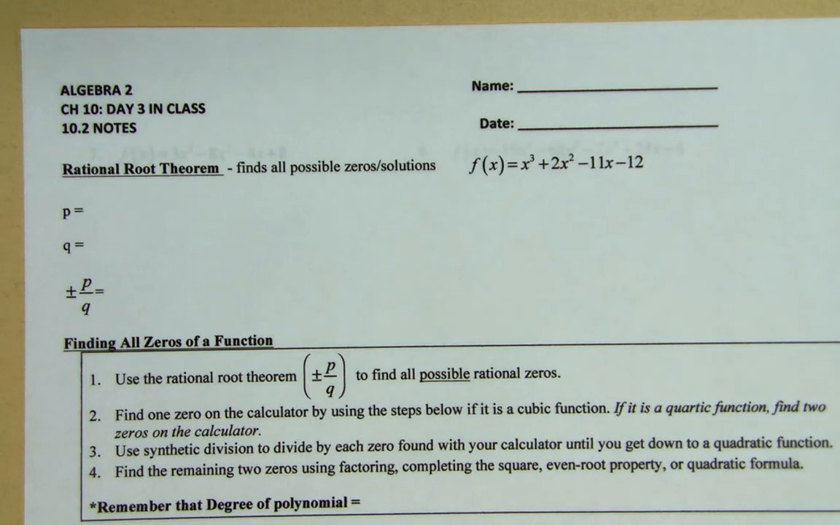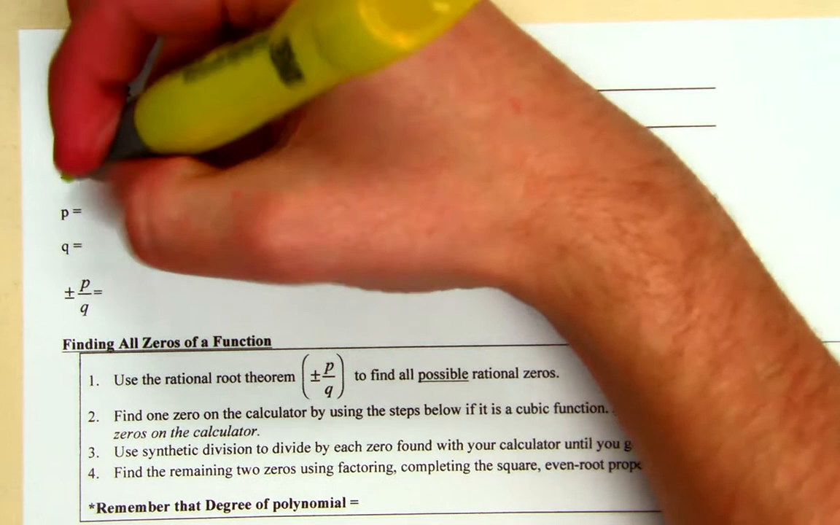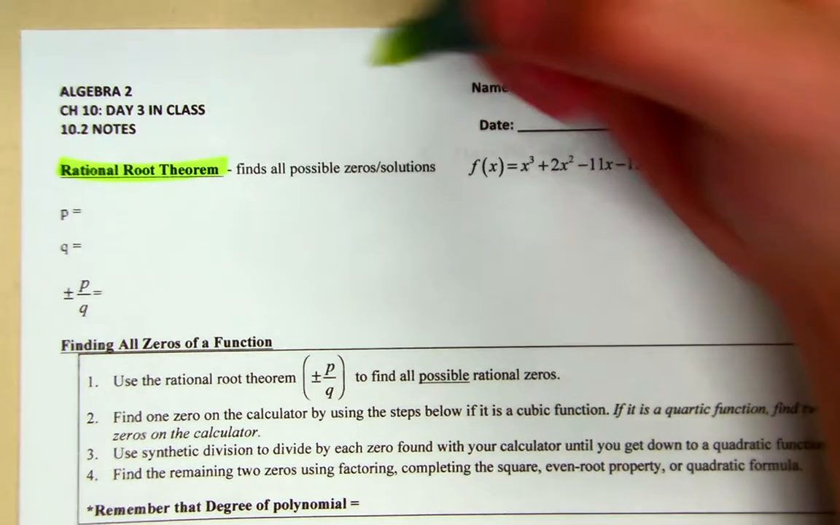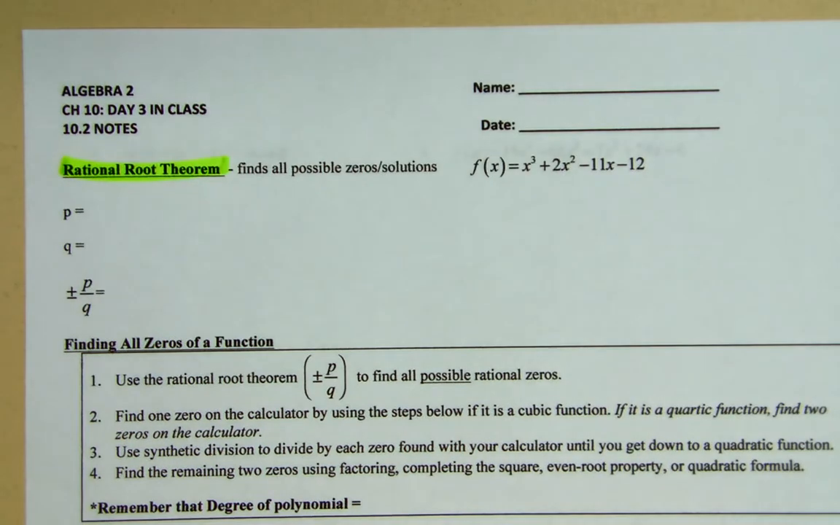In this video, we're going to talk about the rational root theorem. The rational root theorem is something that helps us find the solutions of a polynomial equation. It actually finds every possible real solution. So what you're going to hear this referred to in class a lot is P's and Q's.